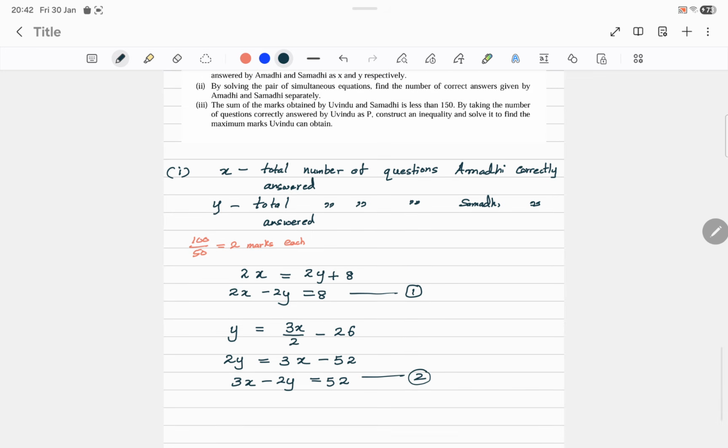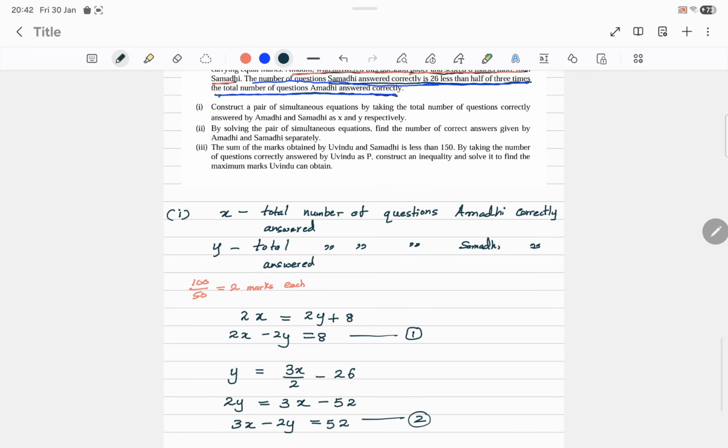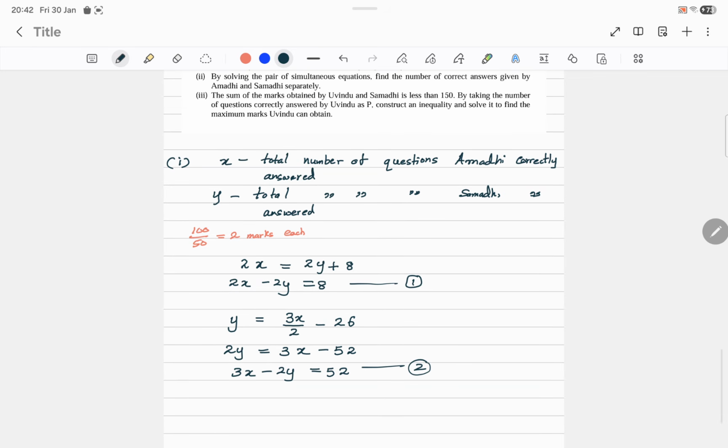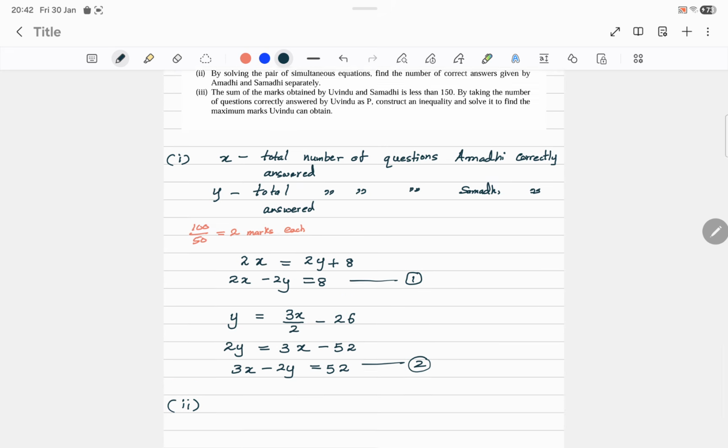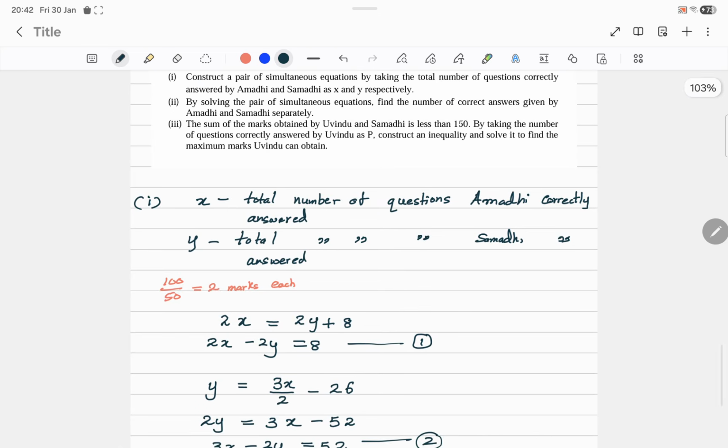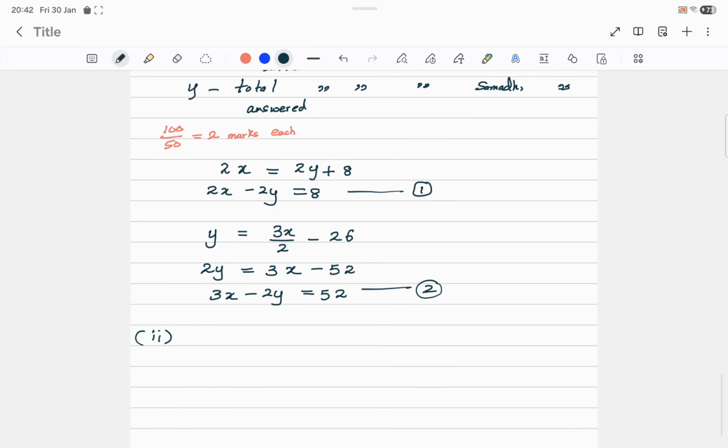So there's the pair of simultaneous equations. So part 1 is done. Then part 2: by solving the pair of simultaneous equations, find the number of correct answers given by Samadhi and Amadhi separately. So find x and y.